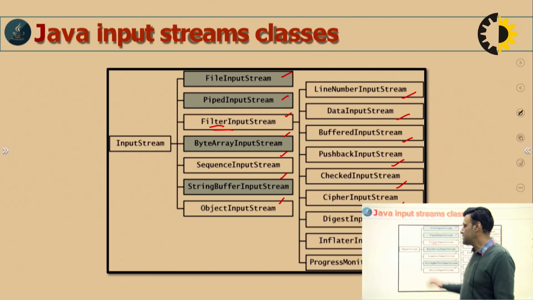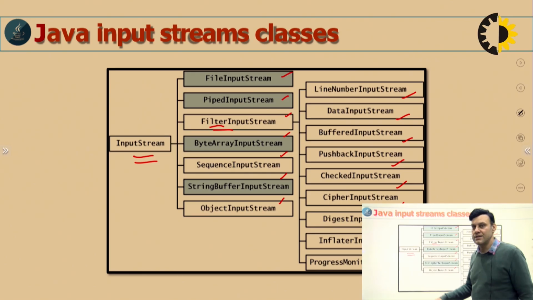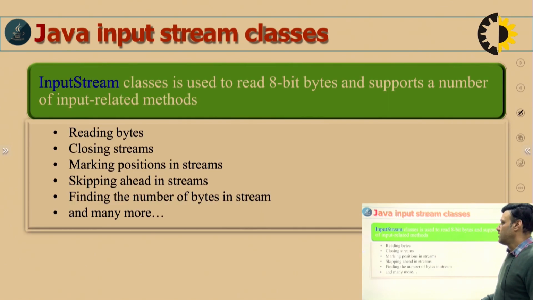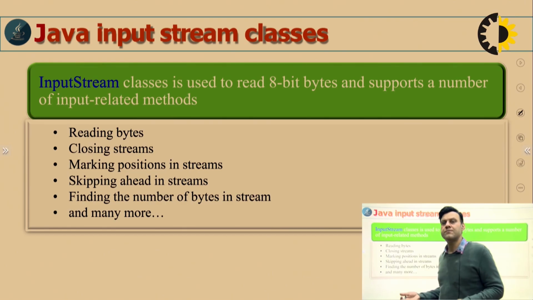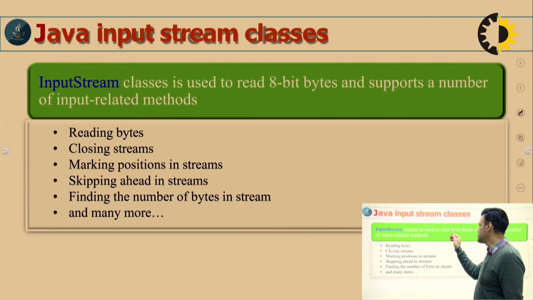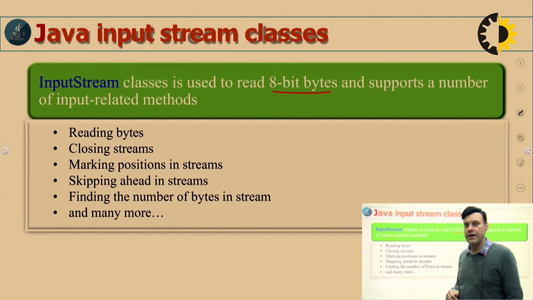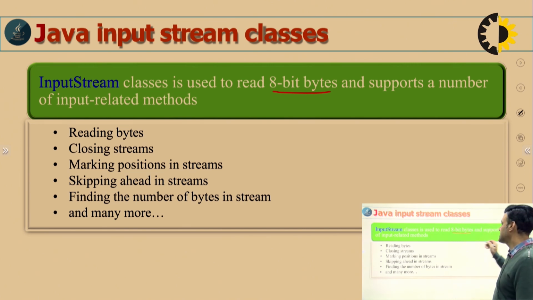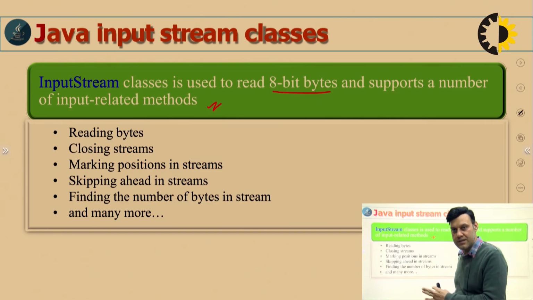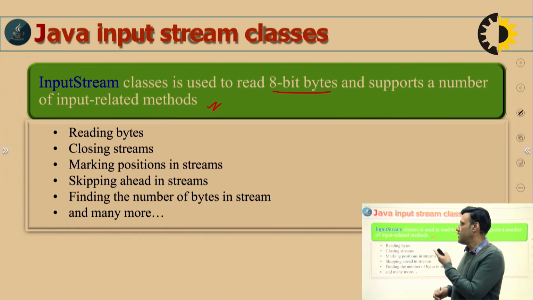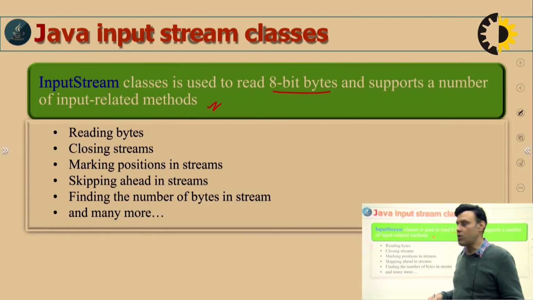So these input stream classes are used to read 8-bit bytes, and they support a number of input related methods. Next we are going to see the output stream. Output stream will support output related methods. So what are those methods, and what work are we going to perform using these streams?